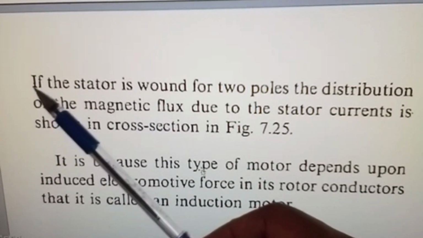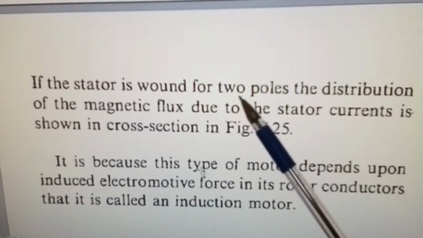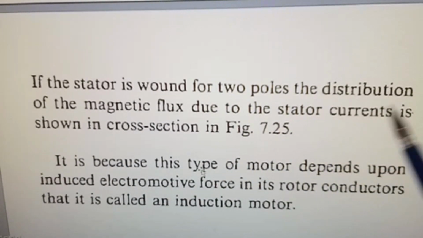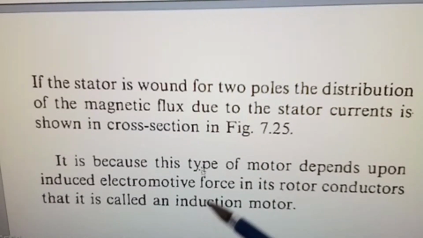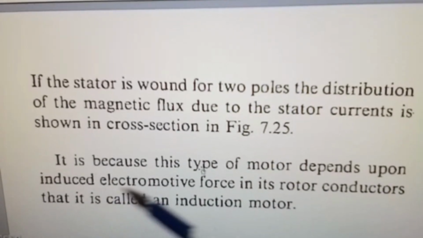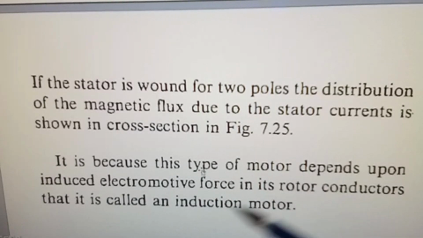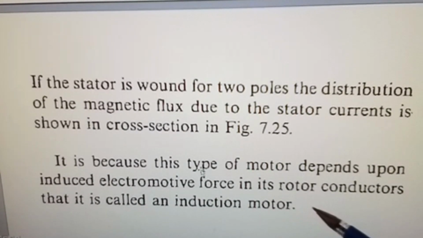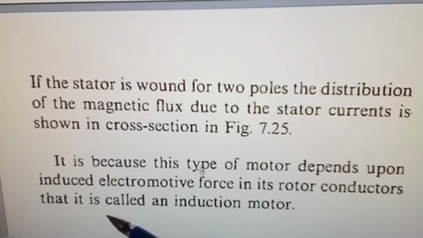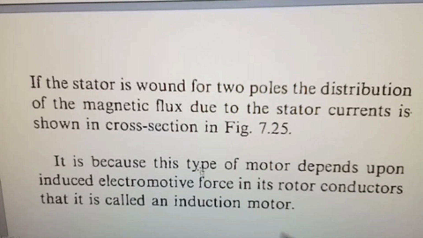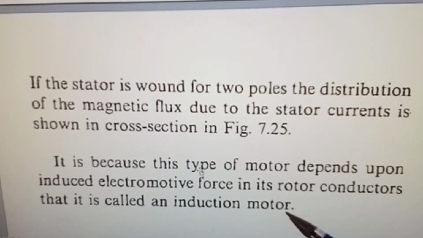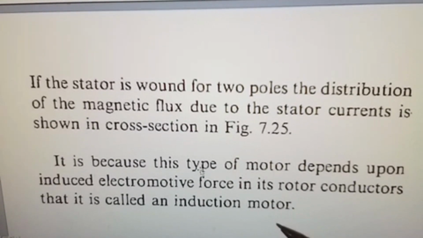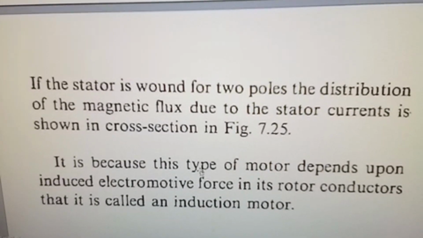Now, if the stator is wound for 2 poles, the distribution of the magnetic flux due to the stator current is shown in cross-section in 7.25. It is because this type of motor depends upon induced electromotive force in its rotor conductors that it is called an induction motor. Now remember, the rotor is the part that will be rotating and moving. The stator will remain fixed. The stator does not move.